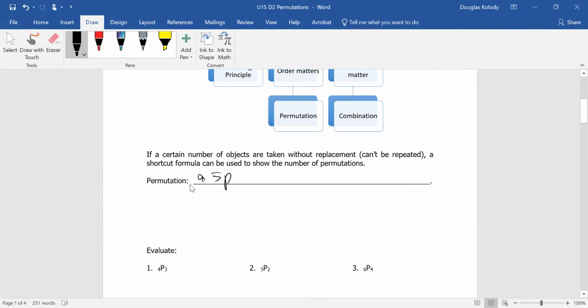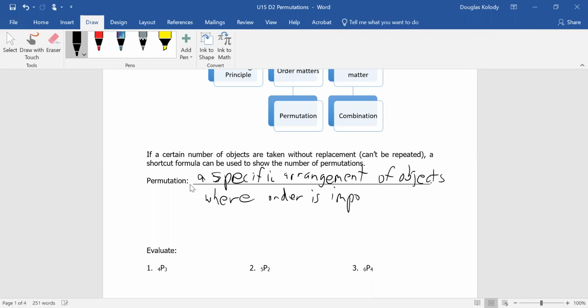It's a specific arrangement of objects. And this is the most important part, where order is important. And what do I mean by order is important? This is what I mean.